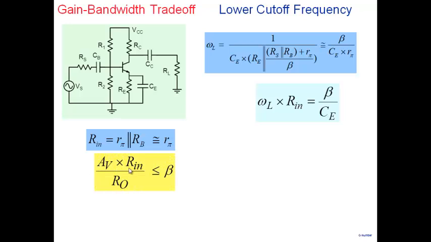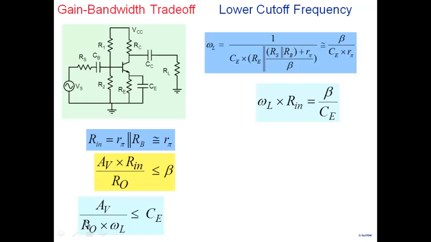But we also know that AV Rn by R0 is approximately less than or equal to beta. So we can combine these two together, and we get AV by R0 into omega L less than or equal to CE. Now we see that if you're not changing your input and output resistances, let's say you're keeping them constant, then if you try to increase AV, you'll have to increase omega L also. So the two are related. If I don't change my input and output resistances, and you increase the gain, you'll have to increase the lower cutoff frequency. So you'll have to exchange one with respect to the other.